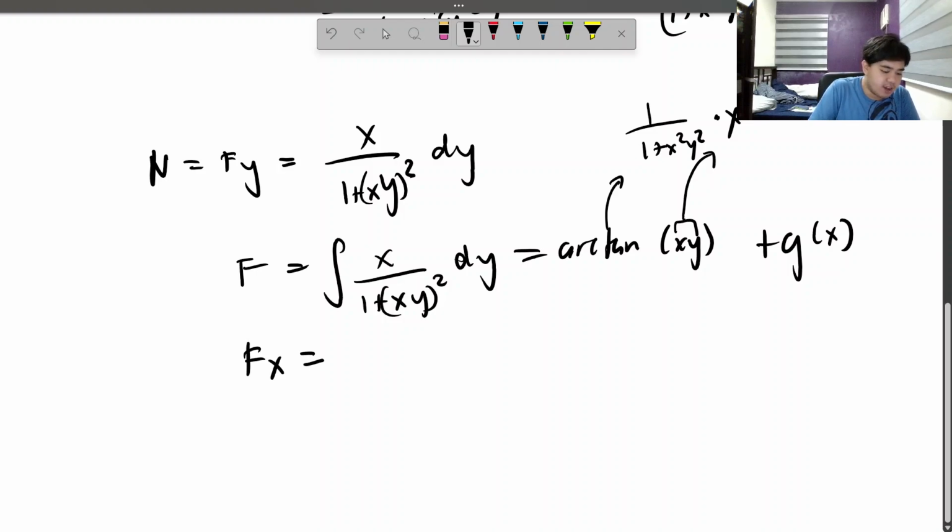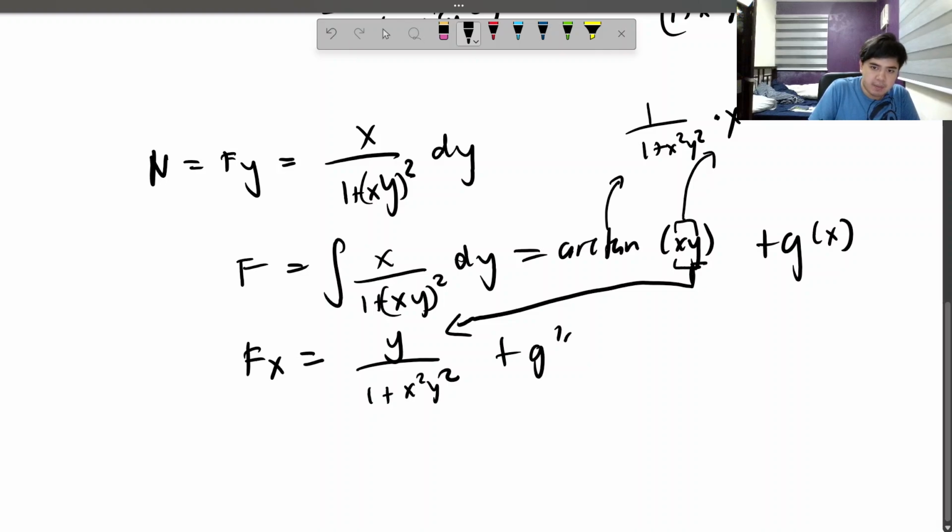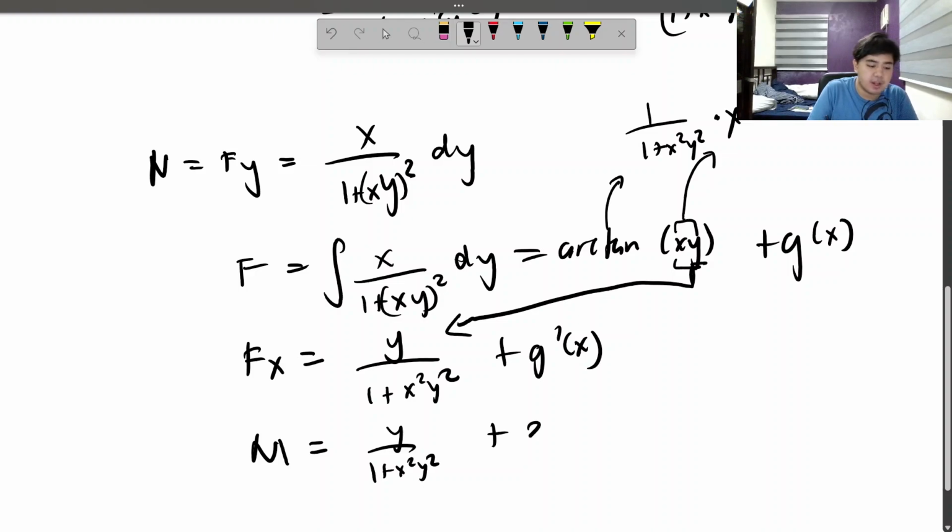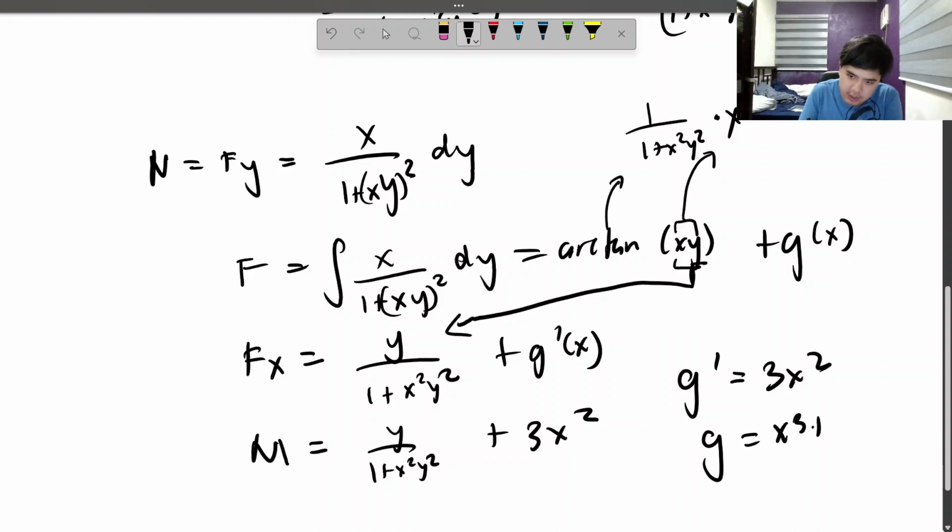Partial f with respect to x is going to be in here. It's 1 plus x squared y squared, and on the top, the derivative of this with respect to x. So this is going to be y. Then g prime of x. M is y over 1 plus x squared y squared. And if I check my notes, plus 3x squared. So g prime is equal to 3x squared. That means g is x cubed plus c.